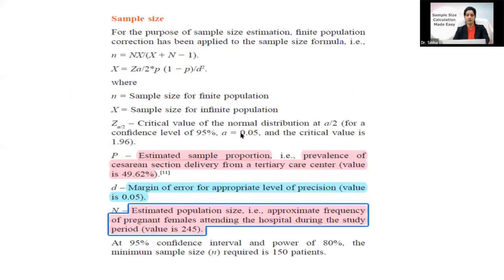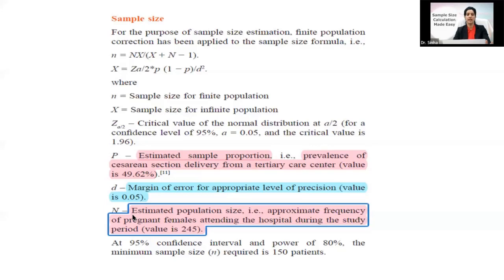So you just see this colored portion. So this colored portion is the estimated proportion. You can see here, this is the prevalence of cesarean delivery, and he has taken this reference 11. So this author has used a published literature to see the value of his outcome variable. So he or she has taken 49.62. So that is the proportion, and margin of error he has taken as 0.05. So 5% he has converted into decimal and it is 0.05.